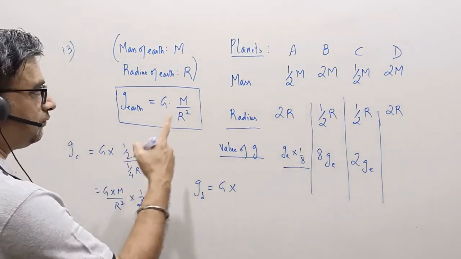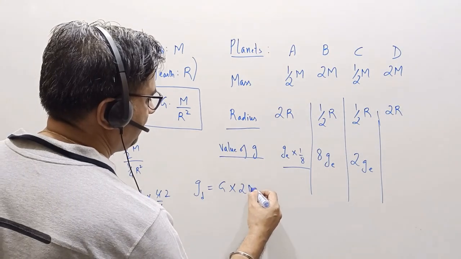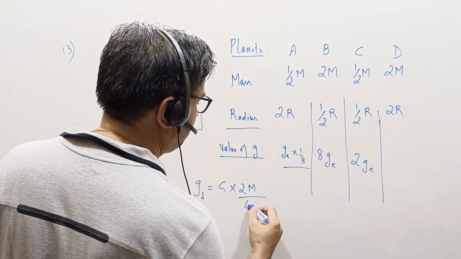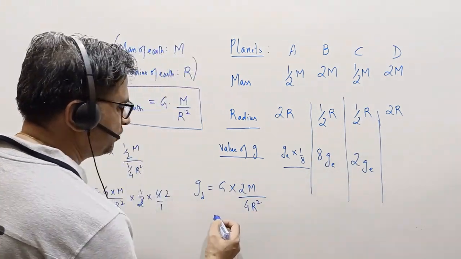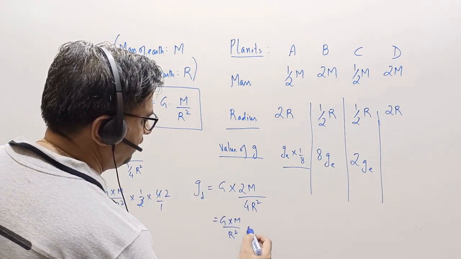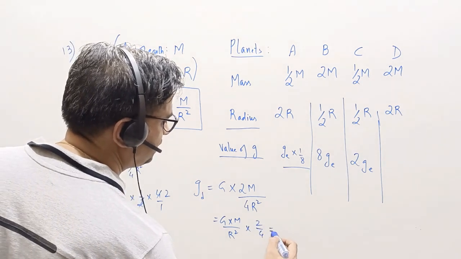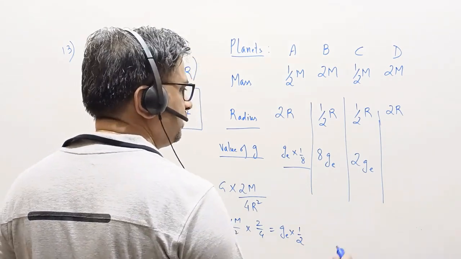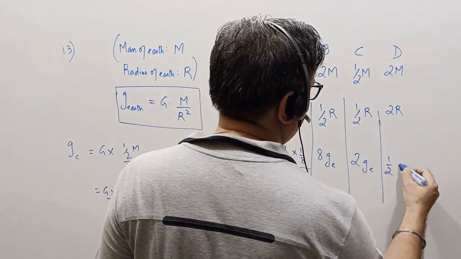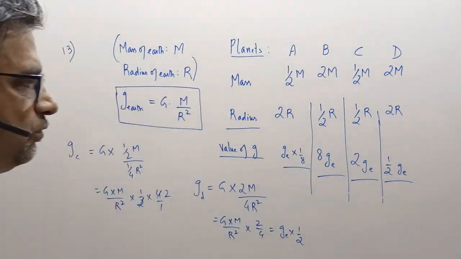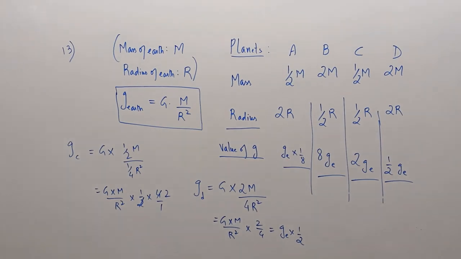And finally, for g of D, that's the acceleration due to gravity on planet D, we have g into m is twice m, and this is twice r. So when squared, this quantity becomes 4r square. So this is equal to g into m by r square into 2 by 4, which is equal to g of E into 1 by 2. So eventually this comes to half of g E. So these are the values of the acceleration due to gravity on the different planets.